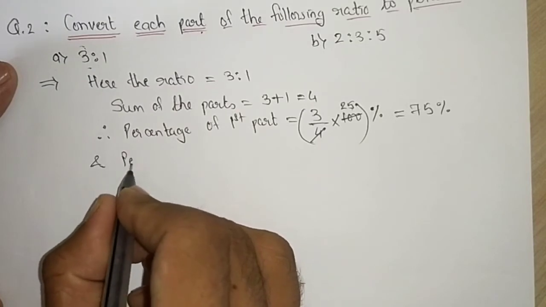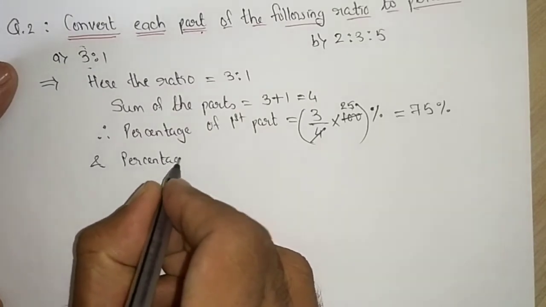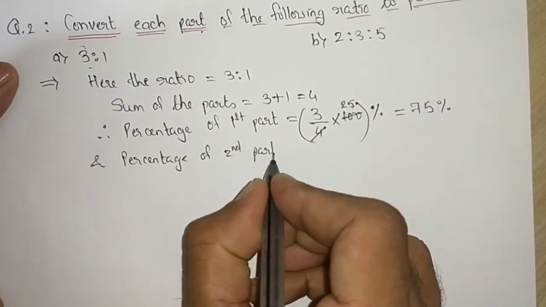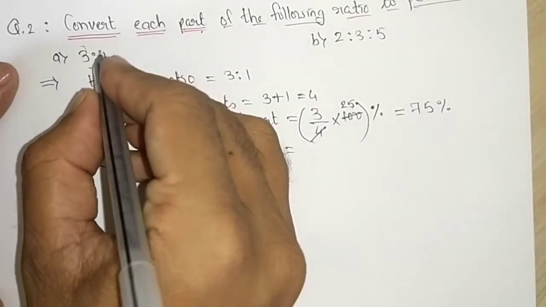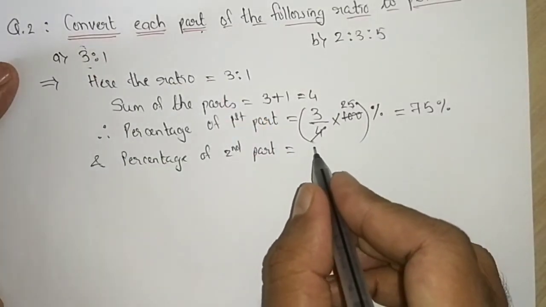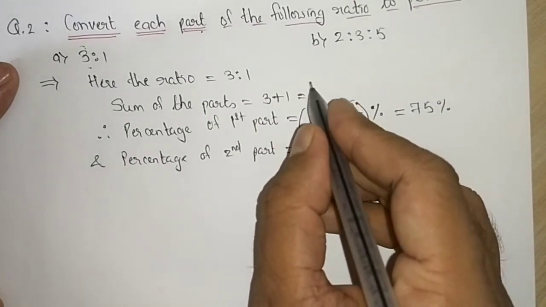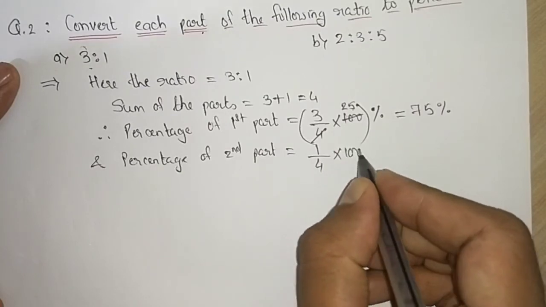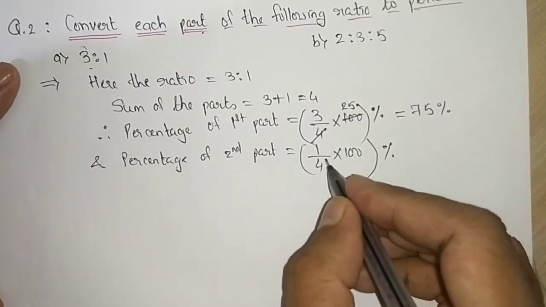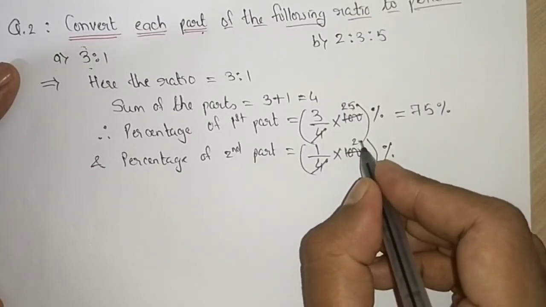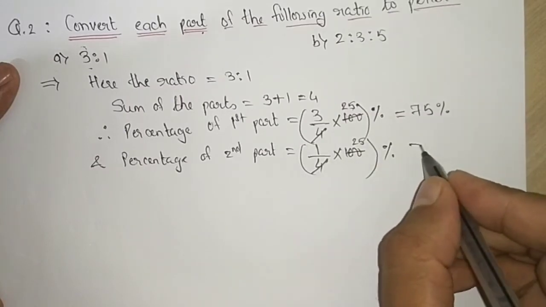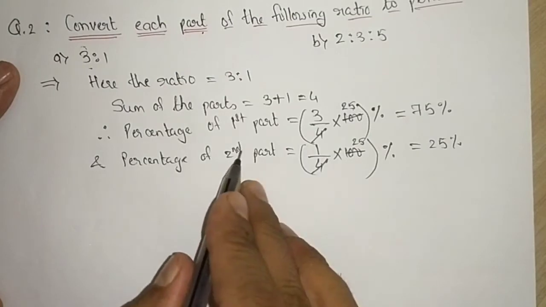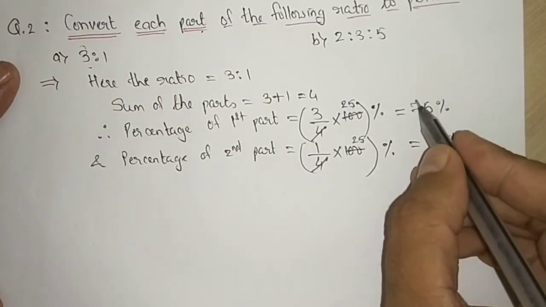And percentage of second part. And what is second part? Second part is 1. So we will write 1 out of how many parts? Total parts are 4. So we will write 1 by 4 into 100 percentage. 4 ones are 4, 25 ones are 25. So the second part is 25% and first part is 75%.